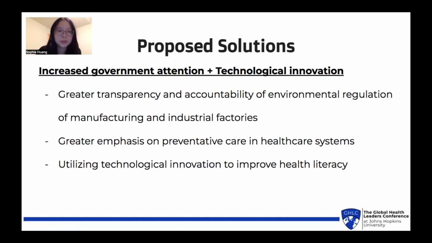Second, I believe there should be a greater emphasis on the preventative care model or public health model as opposed to the treatment-based model in healthcare systems. Third, I believe that technological innovation can be utilized to improve health literacy.